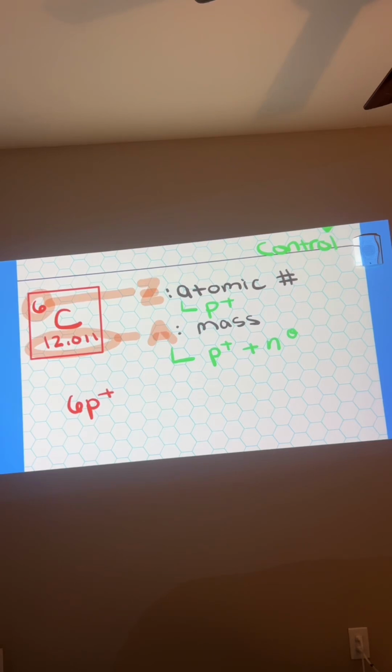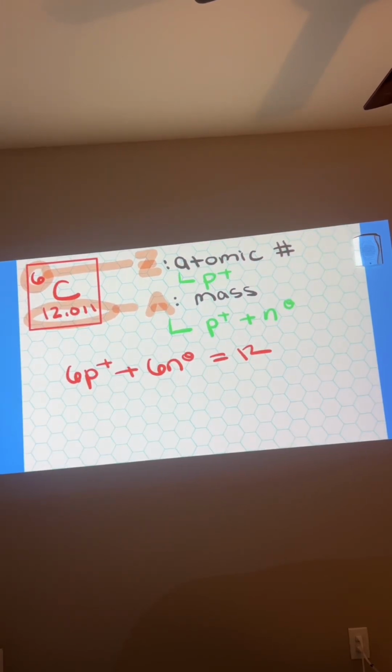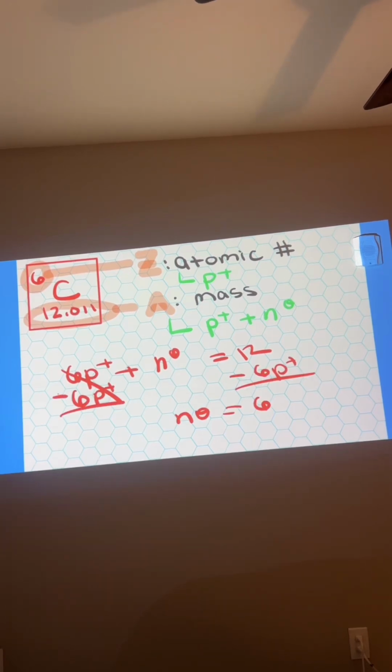6 protons plus 6 neutrons is going to equal approximately 12, which you can see is the atomic mass. And if it was the other way, say I was asking you how many neutrons are in a carbon atom, you would be able to figure it out like so.